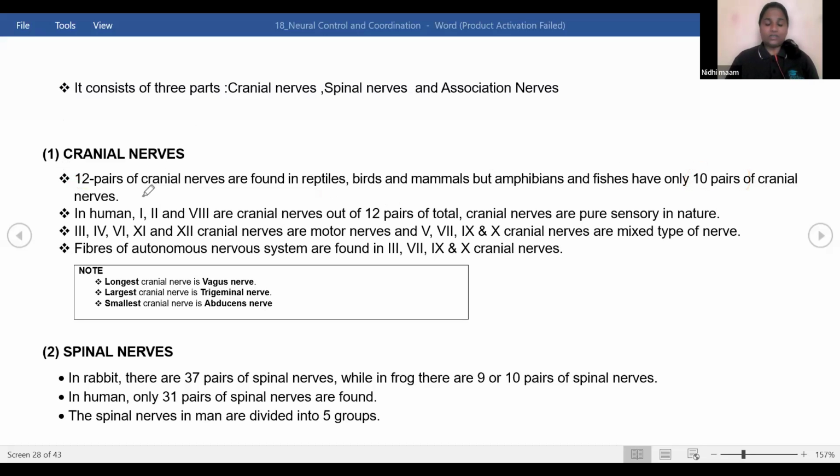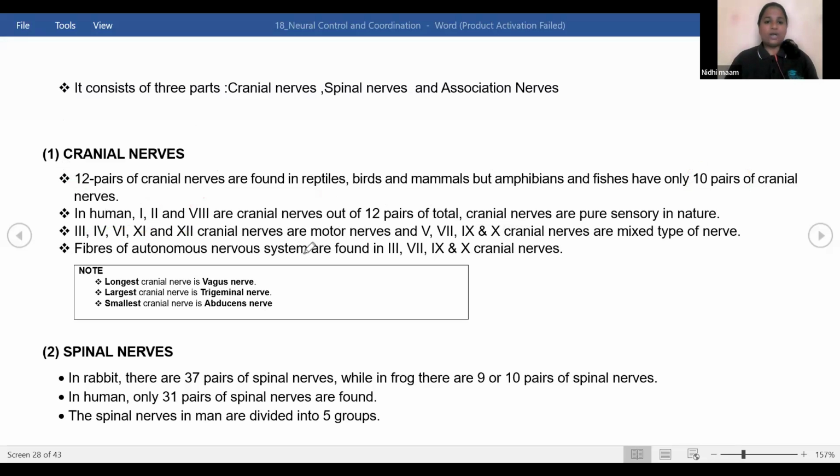Out of 12 pairs of cranial nerves, the first, second and eighth pairs are sensory in nature. The remaining third, fourth, sixth, ninth and 12th are motor nerves, and the fifth, seventh, ninth and 10th are mixed type of nerves.